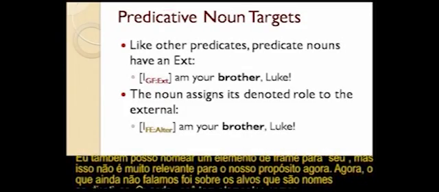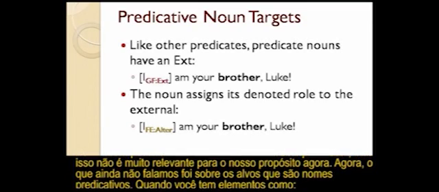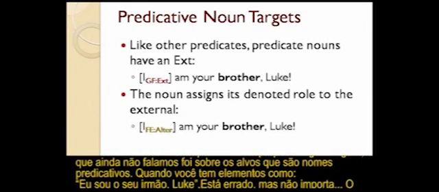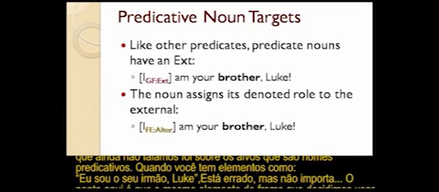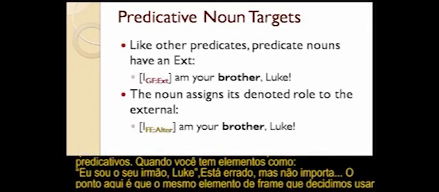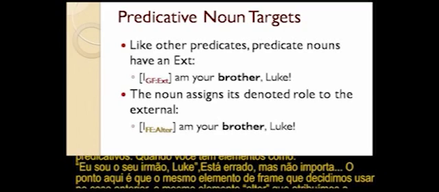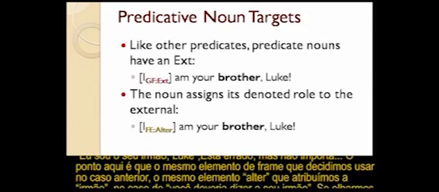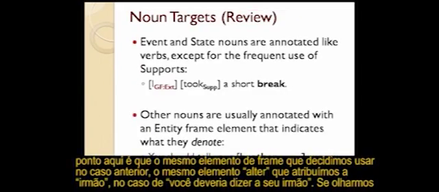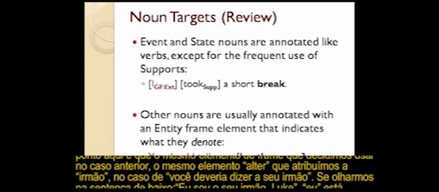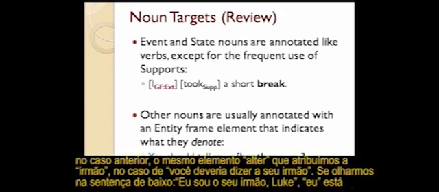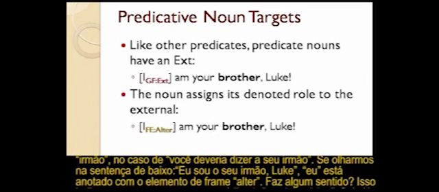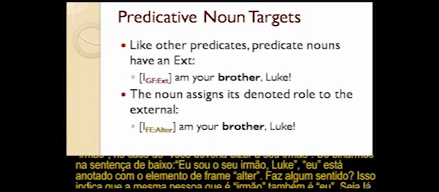Now, what we haven't talked about is predicative noun targets. So when you have a sentence like, I am your brother, Luke. Slightly wrong, but never mind. The point is that that same frame element that we had assigned to brother in the case before, right? So the same frame element alter that we assigned to brother in the case of you should tell your brother, if you look on the bottom sentence there, I am your brother, Luke, you see that I am annotated with the frame element alter.